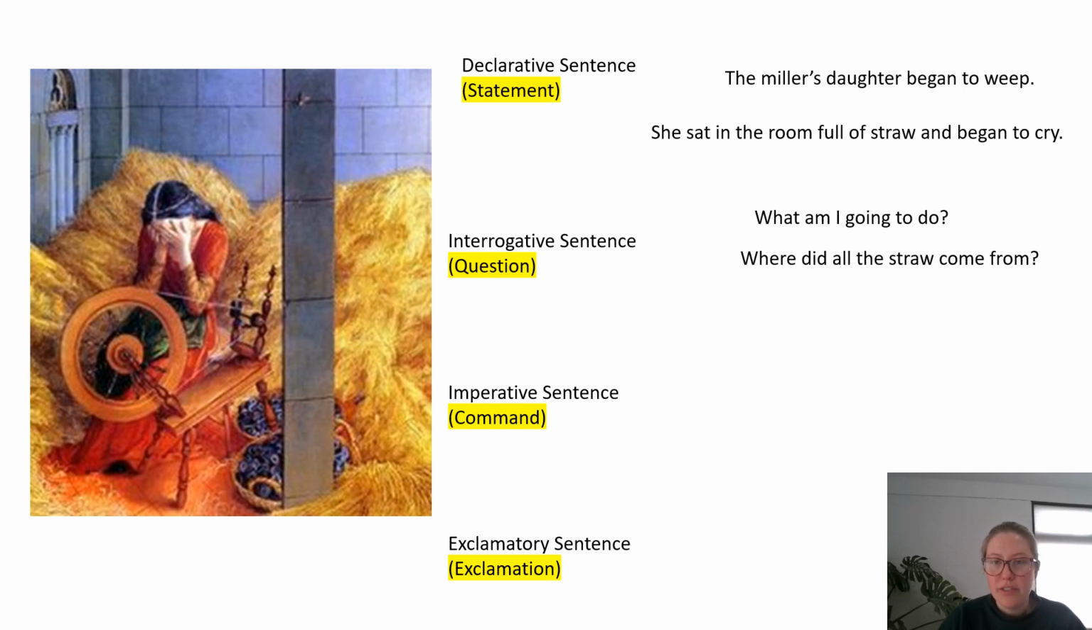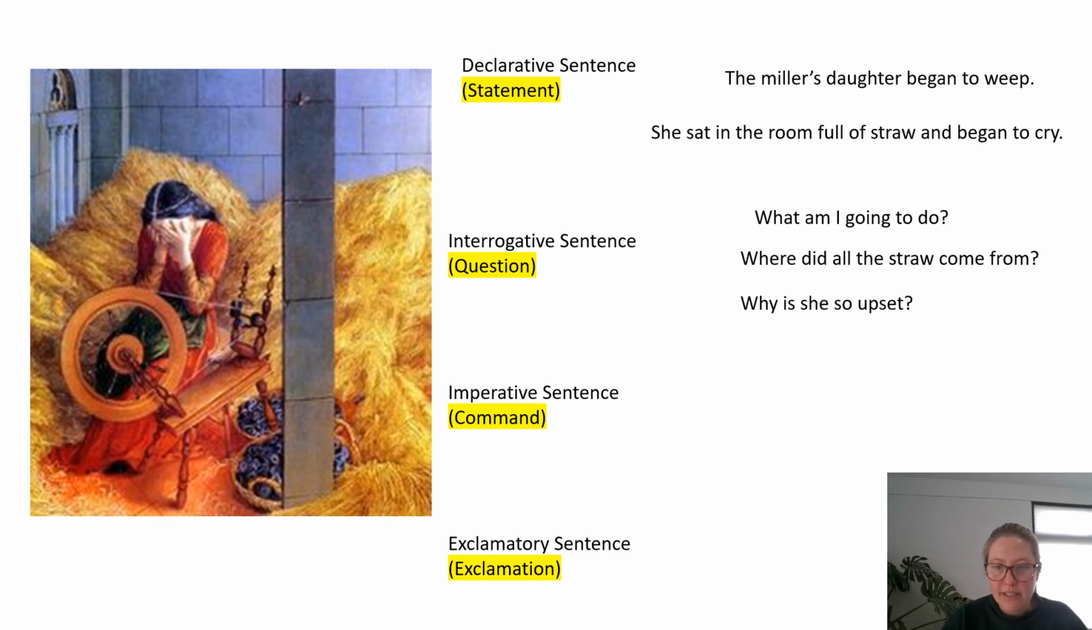So you'll notice these two sentences have a question mark at the end. They are asking something, it's a question sentence. If you can think of another question sentence about this picture, say it out loud now. Why is she so upset? That's another example.